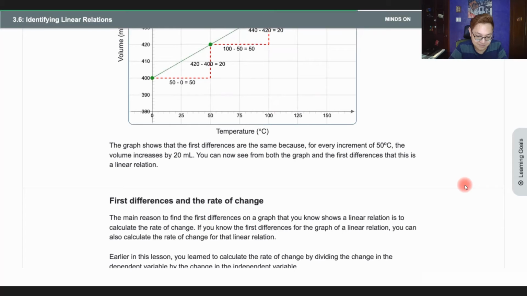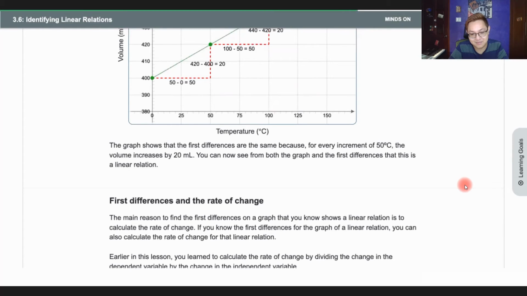First difference and rate of change. The main reason to find the first difference on a graph that you know shows a linear relation is to calculate the rate of change. If you know the first difference for the graph of a linear relation, you can also calculate the rate of change for that linear relation.